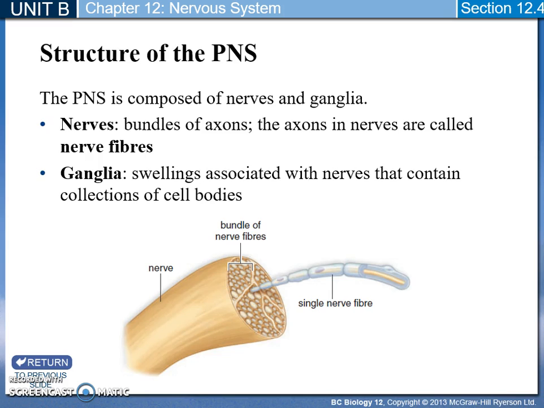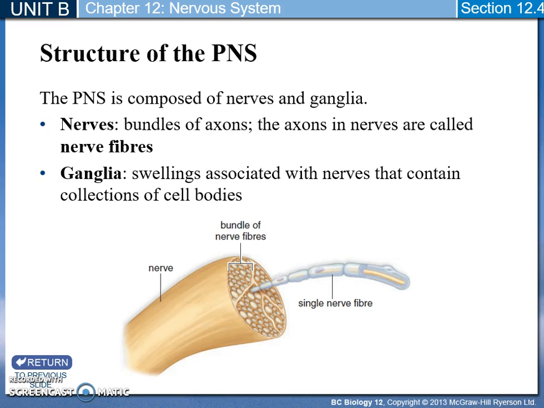So the structure of the peripheral nervous system, it's composed of nerves and ganglia. The nerves are the bundles of axons, and the axons in nerves are called nerve fibers. And then we have the ganglia. Now, whenever you see the word ganglia, just think cell bodies. So the ganglia of nerves are swellings which are associated with nerves that contain collections of cell bodies.